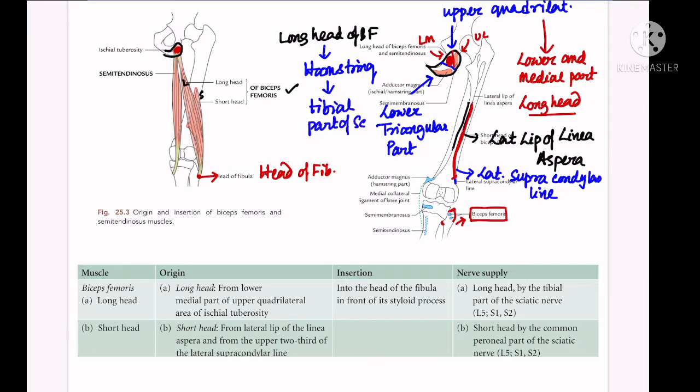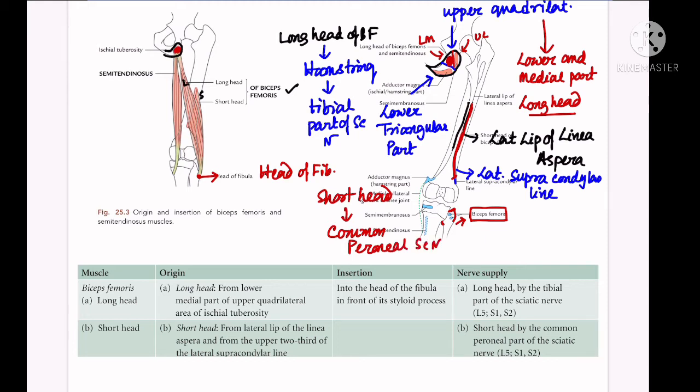Whereas the short head does not belong to the hamstring muscle because it does not take origin from the ischial tuberosity, and it is supplied by the common peroneal part of the sciatic nerve.